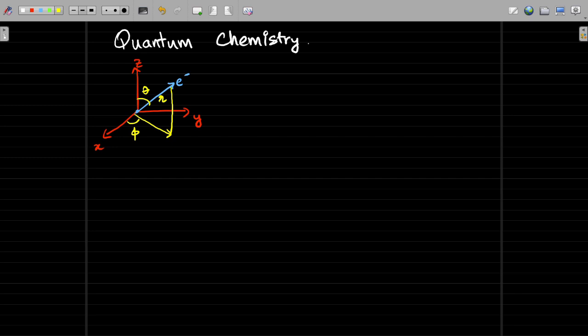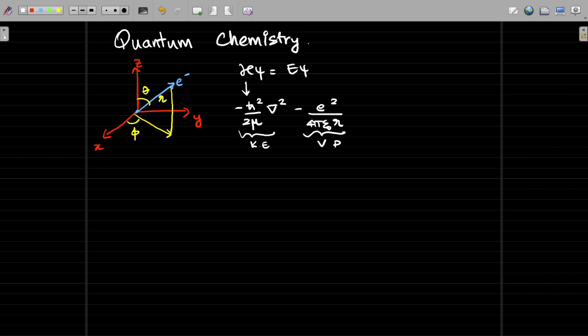Okay, so now we solved the Schrodinger's equation for this case, where you said H psi equals E psi, where the Hamiltonian was written as minus h cross square by 2 mu, where mu is the reduced mass between the nucleus and the electron, del square, minus e square by 4 pi epsilon naught r, right? This term comes from the kinetic energy contribution, while this one comes from the potential energy contribution. So this is what was set up.